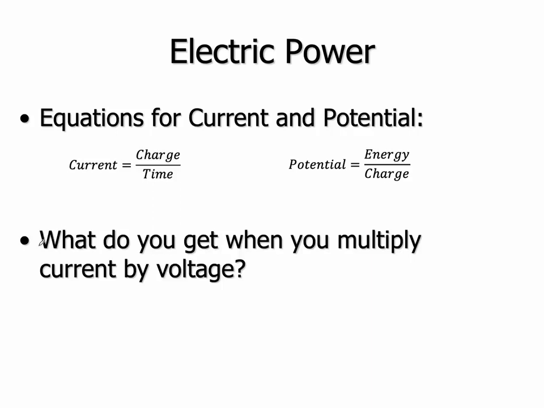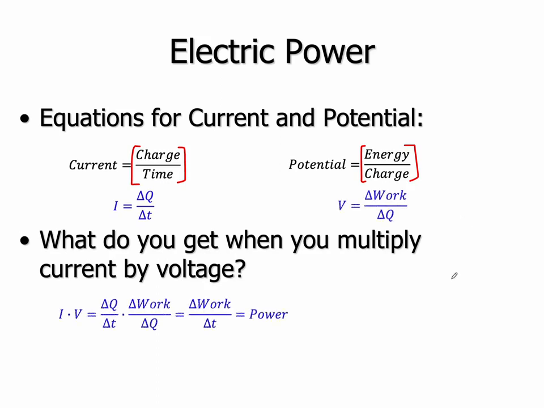Electrical power. Take a quick look at this. I wrote this out in words. Electrical current, I, is charge per unit time, and electrical potential is energy per charge. What do you get if you multiply these two by each other? Watch real quick. I'm going to write it this way as well. You end up with this. Charge cancels, and you get work per time, which is electrical power. So current times voltage gives you electrical power.